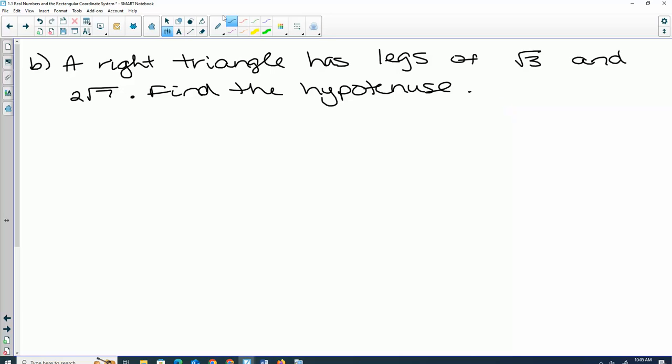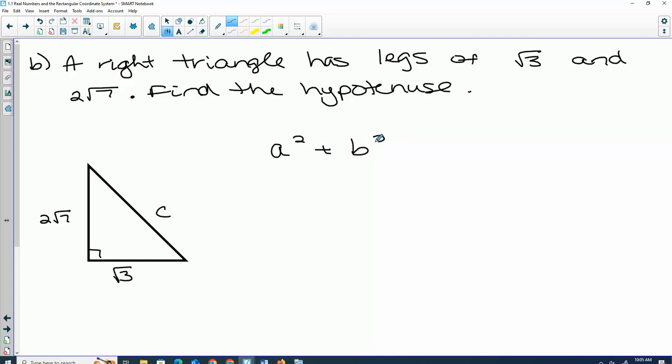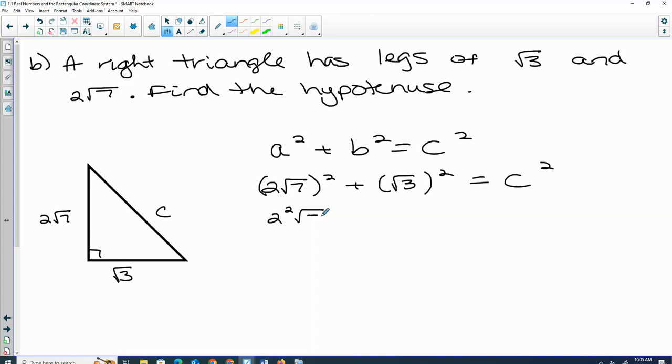So if I look at my right triangle, the legs, so those are the sides touching the right angle, are radical 3, 2 radical 7. This is my hypotenuse. a squared plus b squared equals c squared. So I have 2 radical 7 squared plus radical 3 squared equals c squared. Okay, be careful when you do that 2 radical 7 squared. We know from our last unit that means you have to square the 2 and square the radical 7.